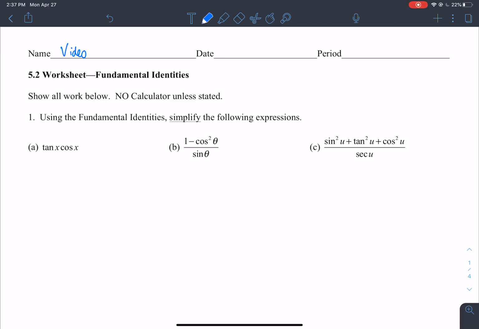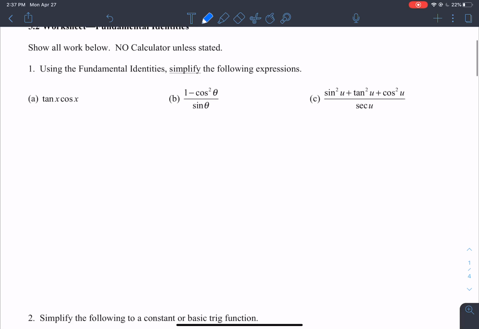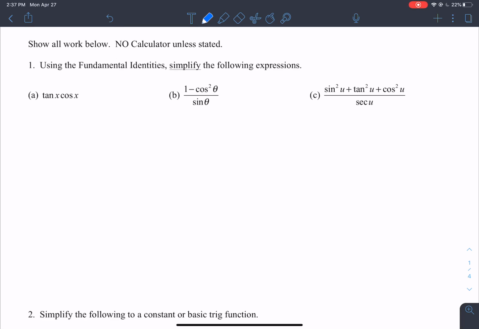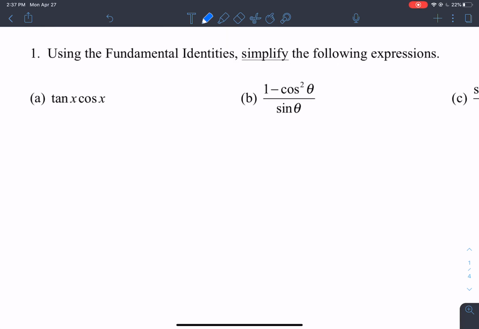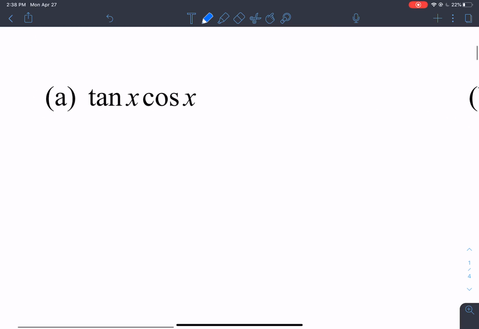Okay, so this is a video of me working out the questions from the 5.2 worksheet, simplifying the fundamental identities, okay? So for the first one, it says use the fundamental identities to simplify the following expressions. So you have tan of x times cosine of x.